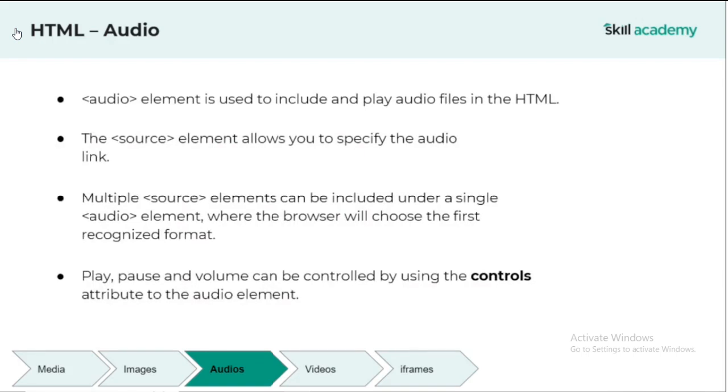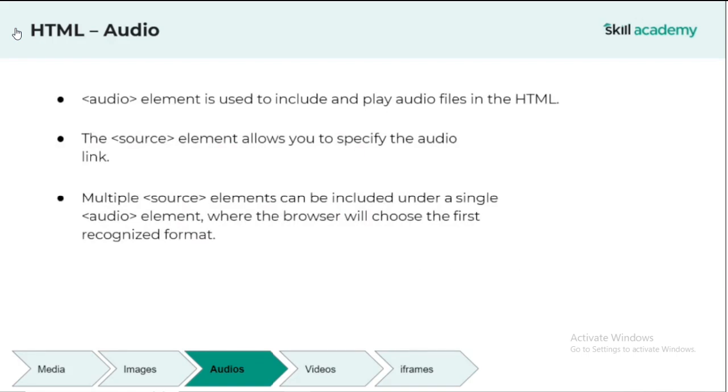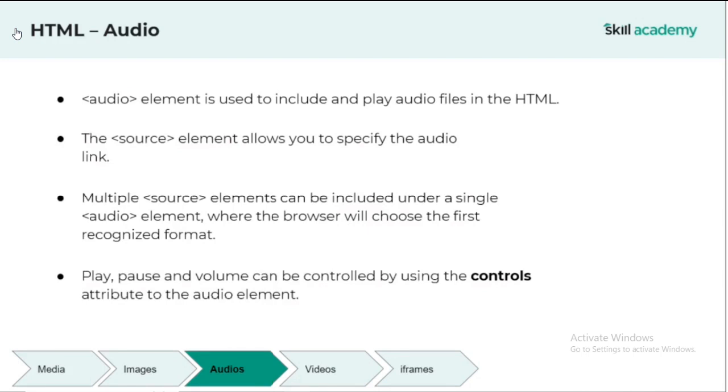The source element allows you to specify the audio link. If you want to display multiple sources, multiple source elements can be included under a single audio element, where the browser will choose the first recognized format. Play, pause and volume can be controlled by using the controls attribute of the audio element.